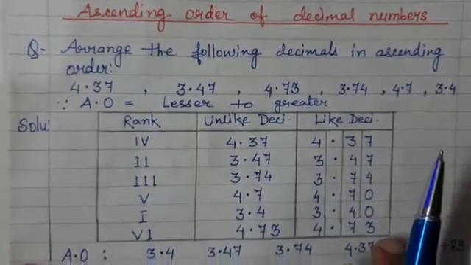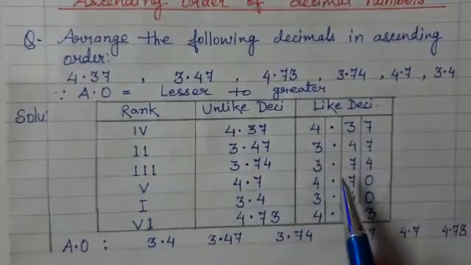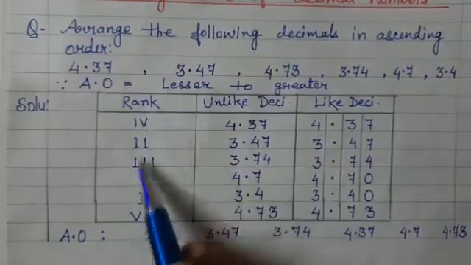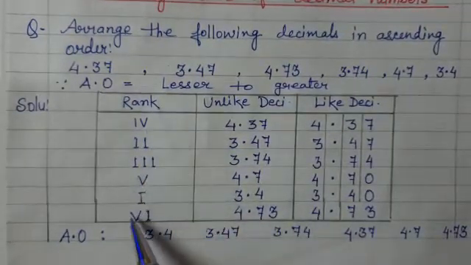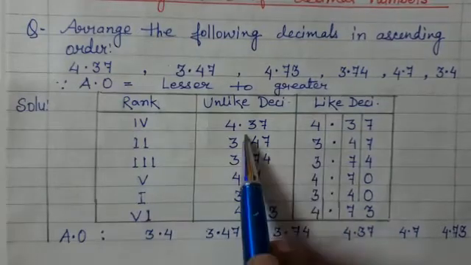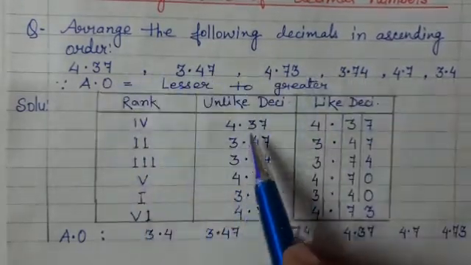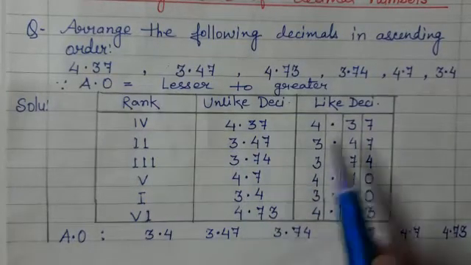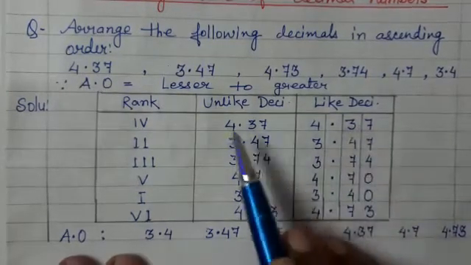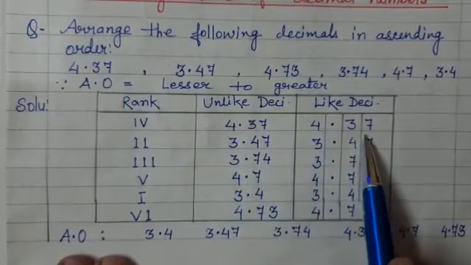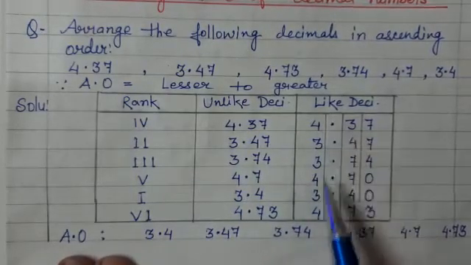First of all, we have to make this kind of columns. This column is allotted to give the rank after comparing them. In the middle column, whatever decimals are given in the form of unlike decimals, we have to write here. And in the third column, we have to write these unlike decimals in the form of like decimals according to the place.